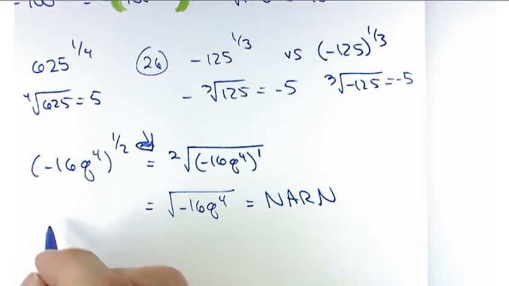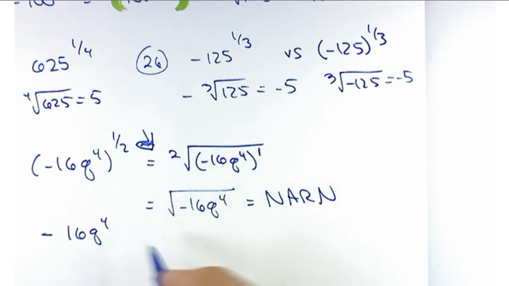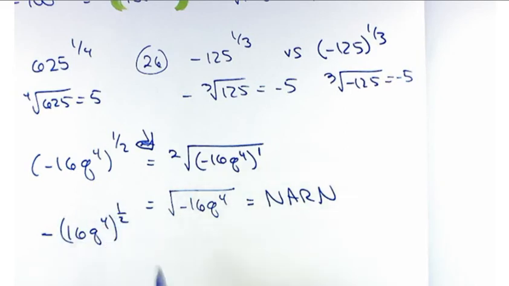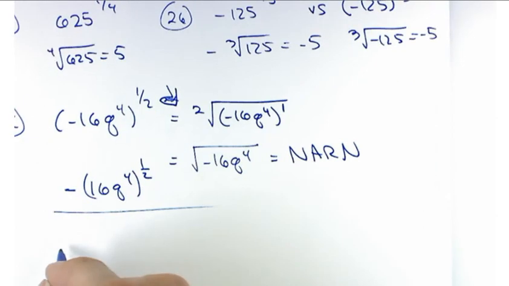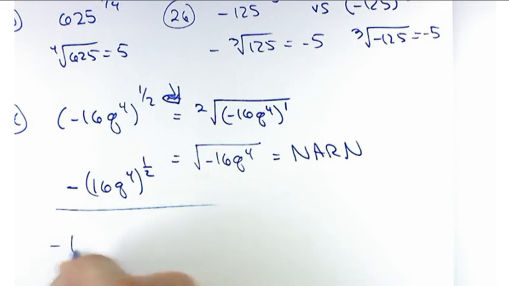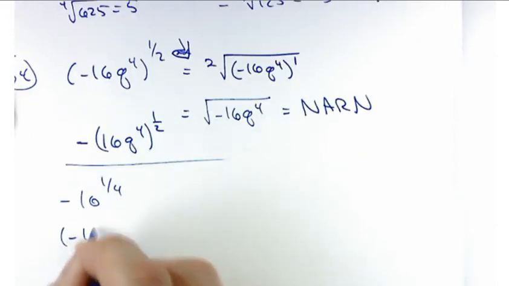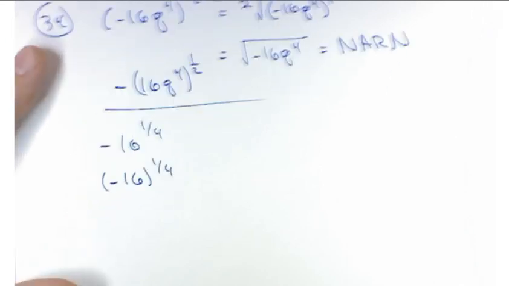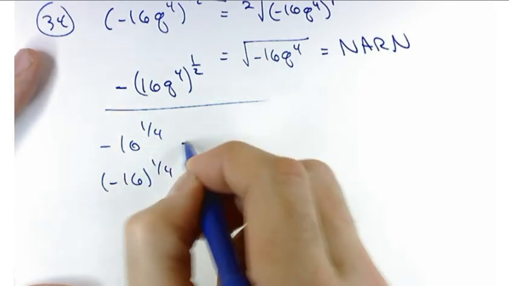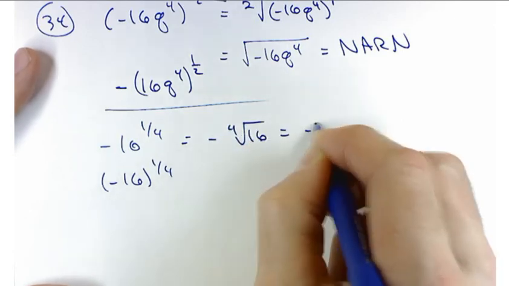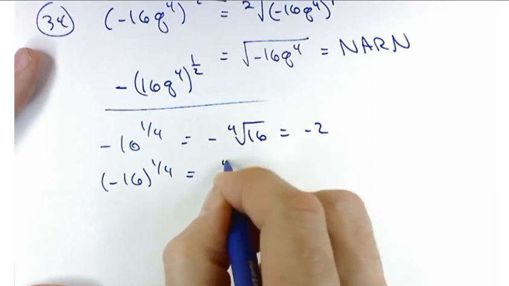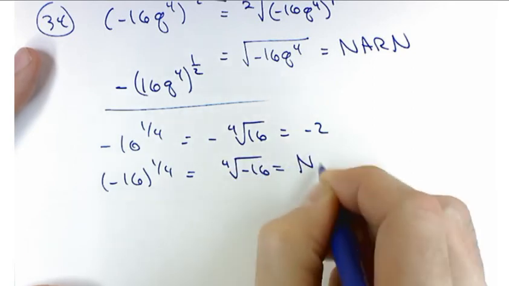Suppose in this one, I had, say, negative 16 q to the fourth. Let's see. This doesn't lend itself perfectly. Let me try a different one. Suppose I had negative 16 to the 1/4 and negative 16 to the 1/4. So in the one case, this would be on the outside of the radical. It would be the negative of the 4th root of 16, which would be negative 2. Over here, I'd have the 4th root of negative 16, which would be narn.